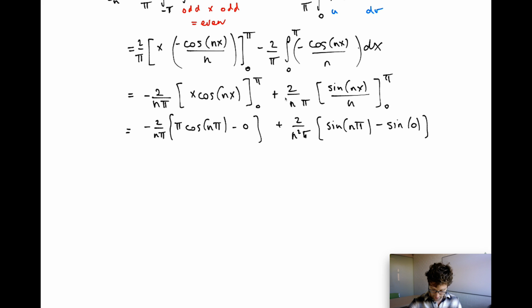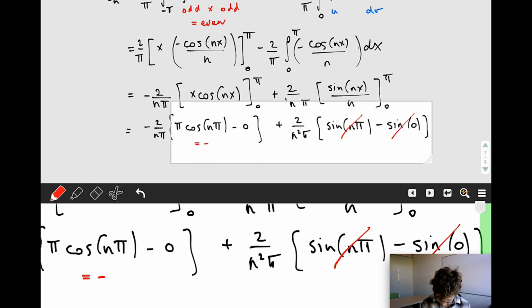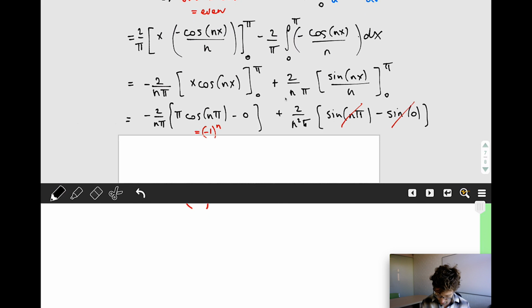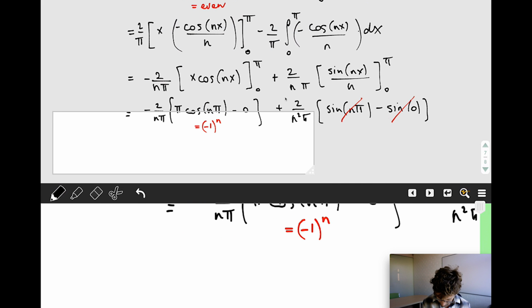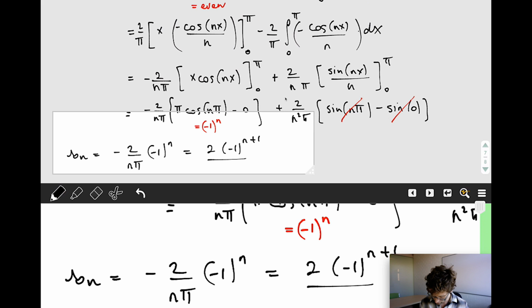So we can see that those sines there, sine of n pi and sine of 0, will be equal to 0. We also know that cosine n pi is equal to minus 1 to the power of n. So my coefficient bn is equal to minus 2 over n pi times minus 1 to the power of n. Or if you like, we could write this as 2 times minus 1 to the power of n plus 1, all over n pi.